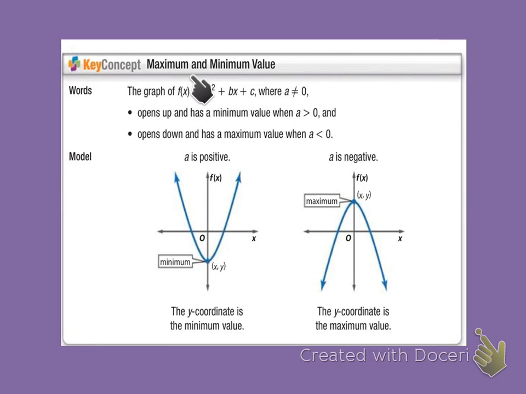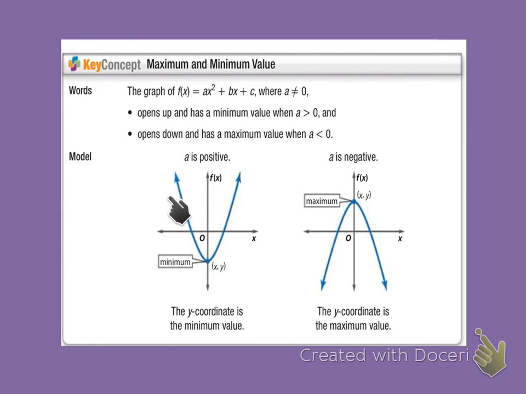Now, for maximum and minimum value, okay? Basically, for the graph where a doesn't equal 0, the graph opens up and has a minimum value when a is greater than 0, which means a would be what? If a is greater than 0, a is positive. All right? And it's going to open down and have a maximum value when a is less than 0, which means a is negative. All right?